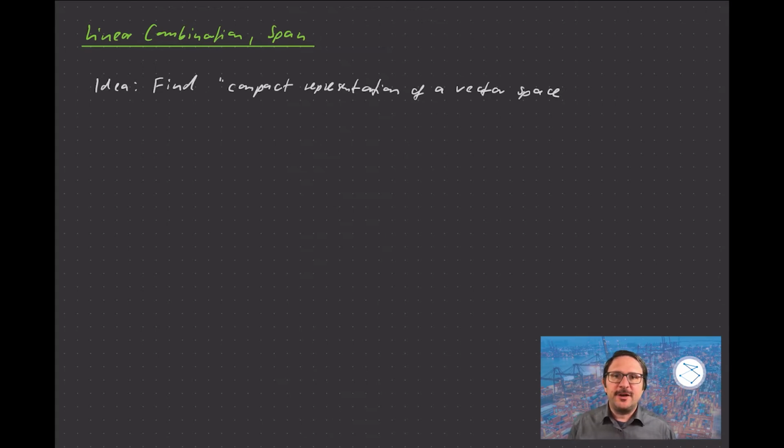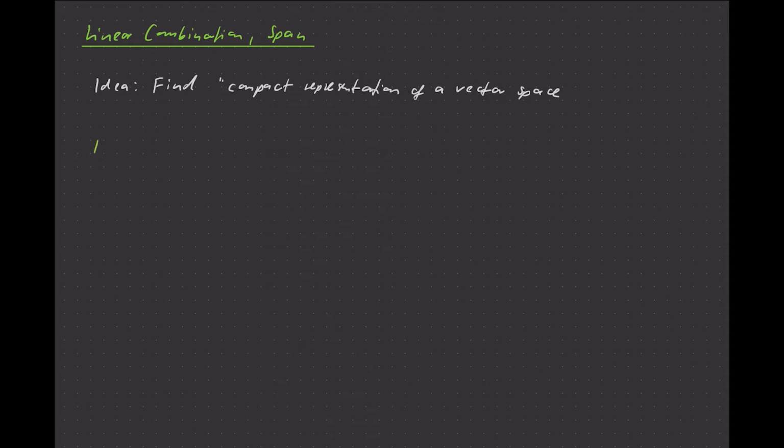So, as I said, the idea of this is to find a compact representation of a vector space. We will first define the notion of linear combinations. Linear combination basically means if we have a set of vectors, then we can scale each of those vectors, meaning we can multiply each vector with a scalar, and we can then add the results, and this will produce a new vector. That sum of scaled vectors is called a linear combination. So here is the definition.